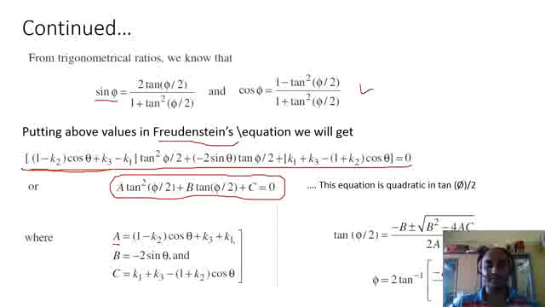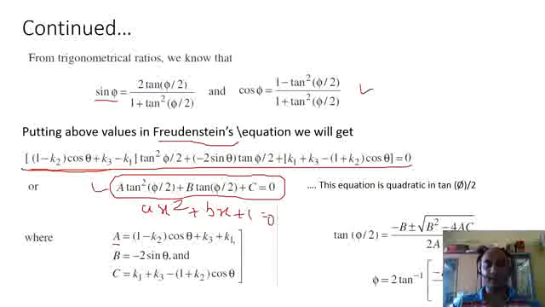The form of a quadratic equation is a x square plus bx plus c equal to 0. This is the standard equation, and this equation is similar to that. Here x means your tan phi by 2, so a tan square phi by 2 plus b tan phi by 2 plus c equal to 0. Therefore this equation is quadratic in tan phi by 2.